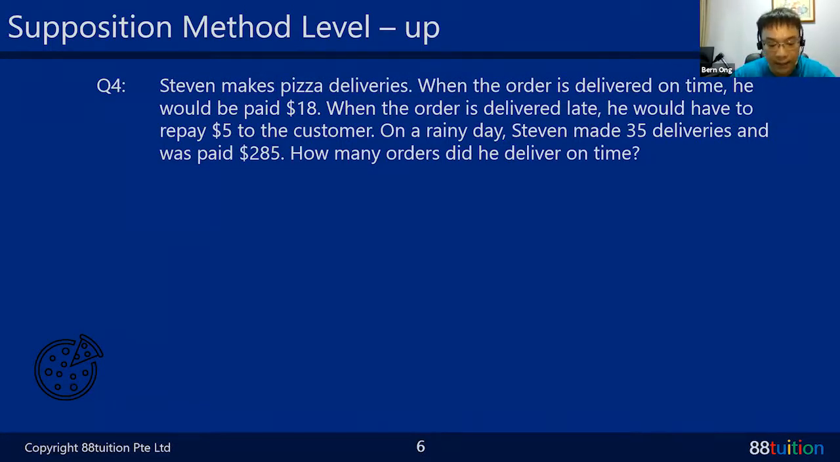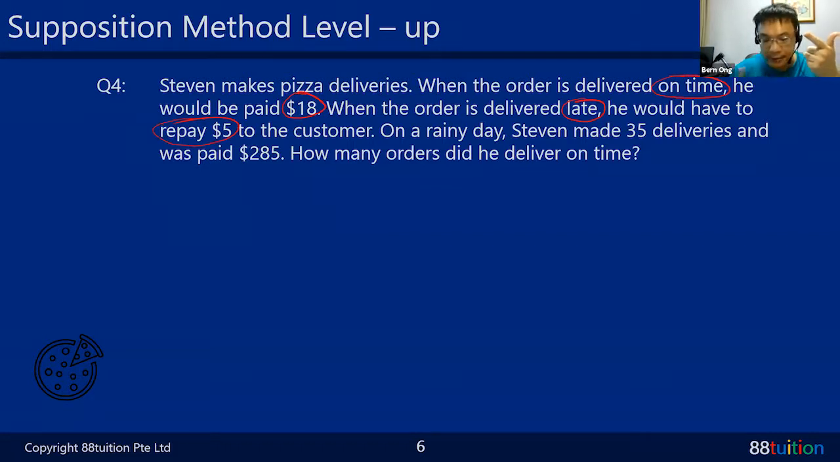So Stephen makes pizza deliveries. When the order is delivered on time, he will be paid $18. On time is how much? $18. This is one piece of information. If he's late, oh no, what happened? He has to repay $5. Can you see? Minus 5.